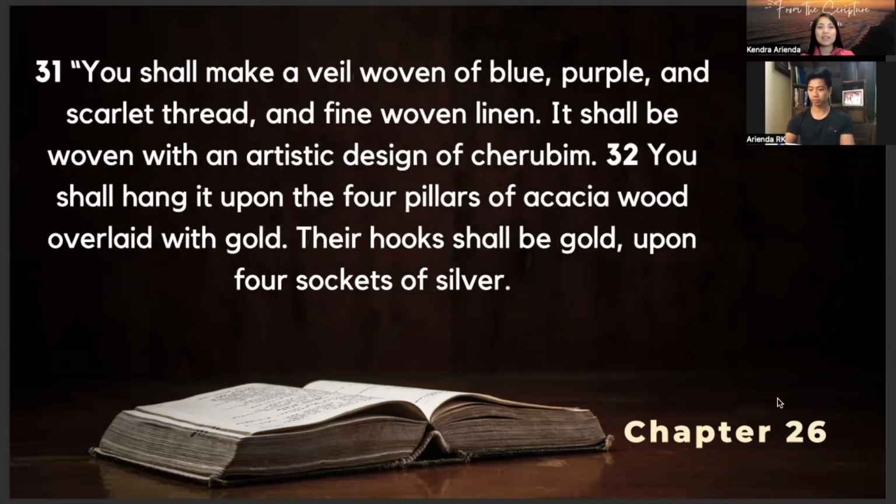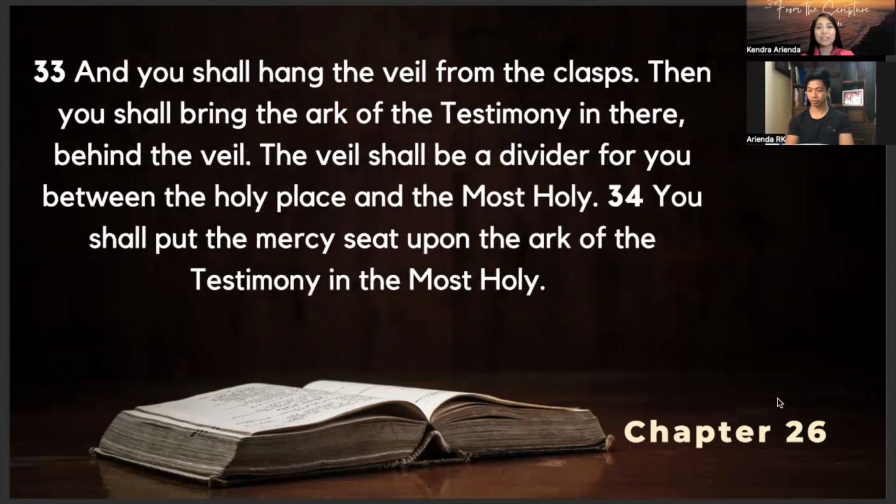You shall make a veil woven of blue, purple, and scarlet thread, and fine woven linen. It shall be woven with an artistic design of cherubim. You shall hang it upon the 4 pillars of acacia wood overlaid with gold. Their hooks shall be gold upon 4 sockets of silver. And you shall hang the veil from the clasps.